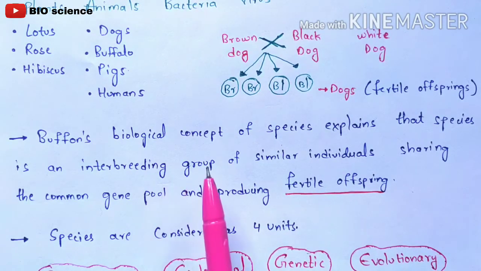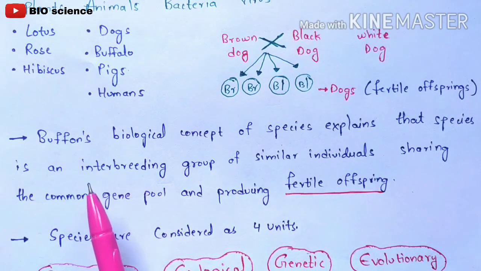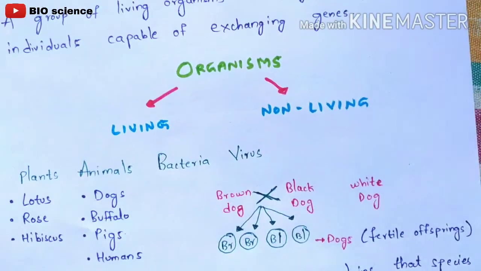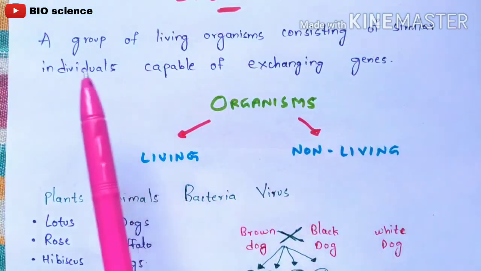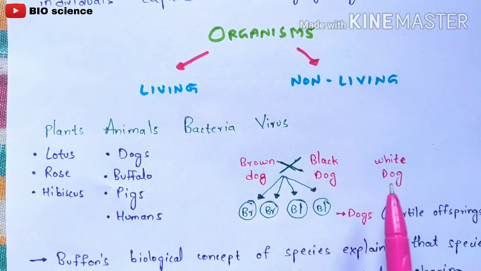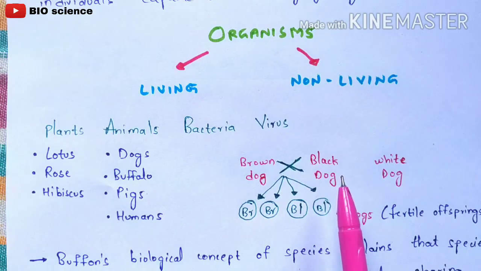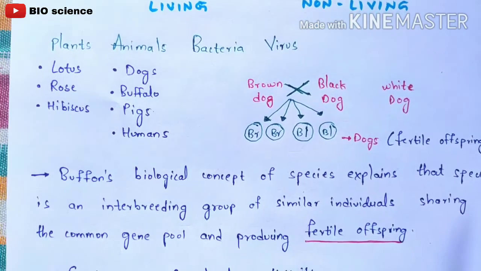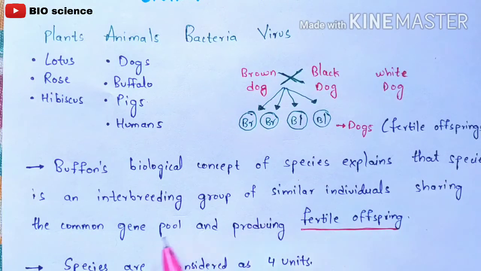Okay. So what is given in this definition? Species is an interbreeding group of similar individuals, right? Similar individuals. That's what we have given in the definition, right? All of this consists of similar individuals. A group of organisms, if you consider the dog, a group of dogs is nothing but the species, right? So that's what has been given in the definition. They will share the common gene pool and produce fertile offsprings, right? A fertile offspring is nothing but an offspring that has the capacity to mature and can also give birth to offsprings. Those offsprings are called fertile offsprings.